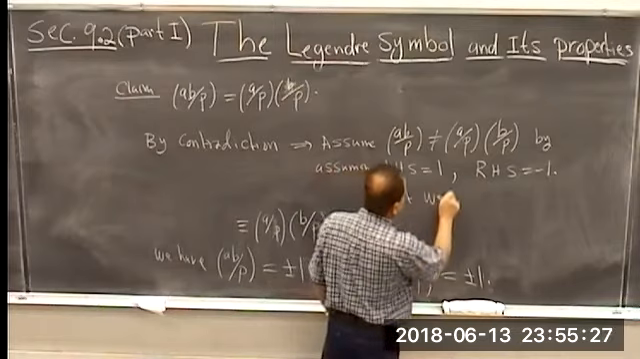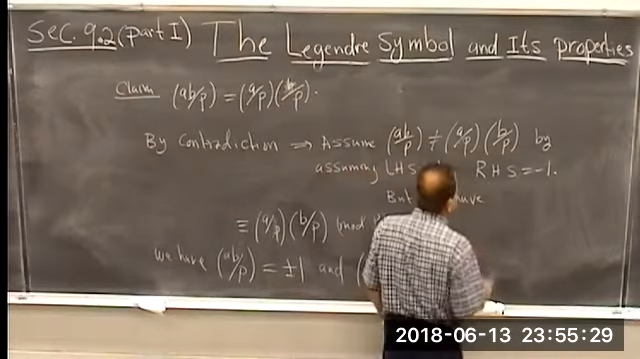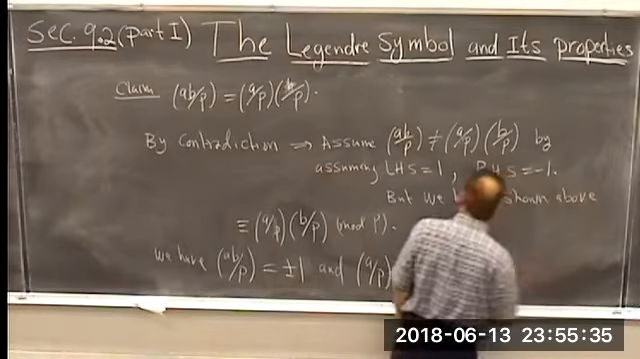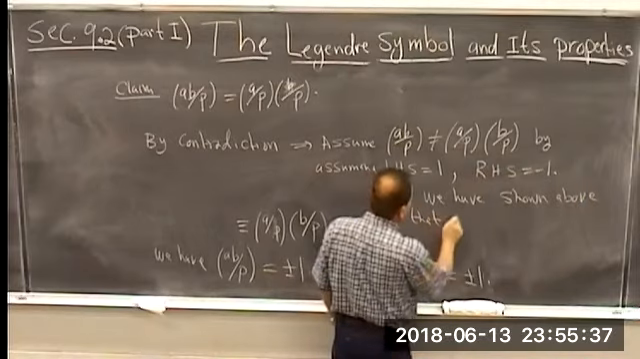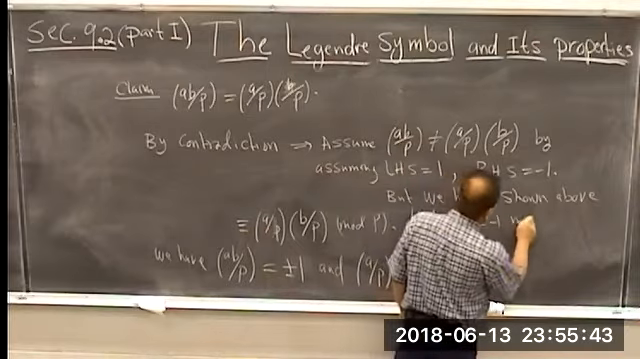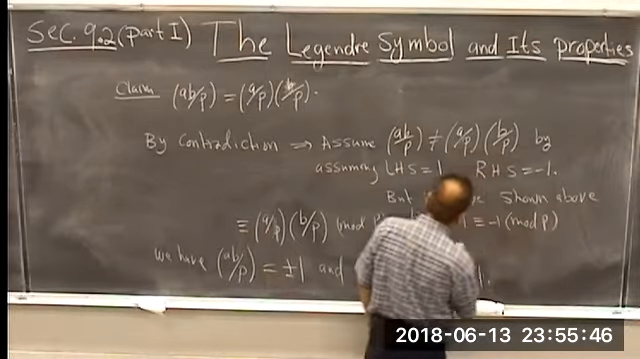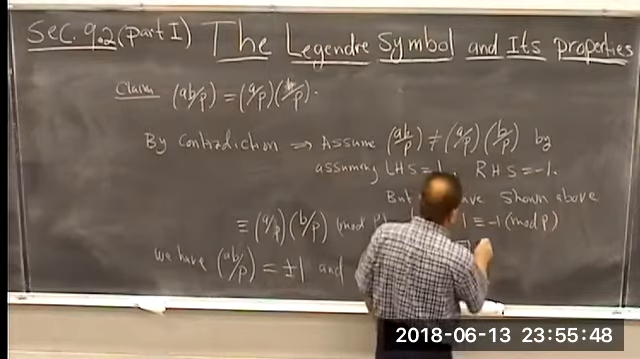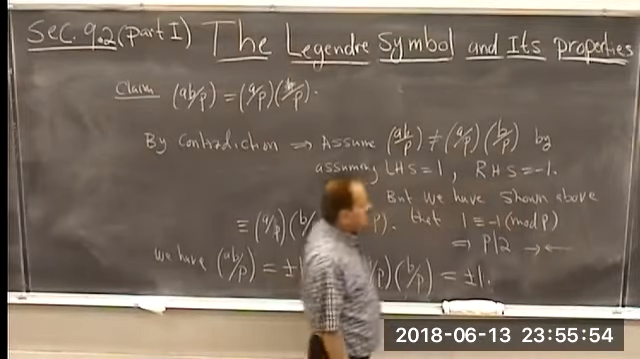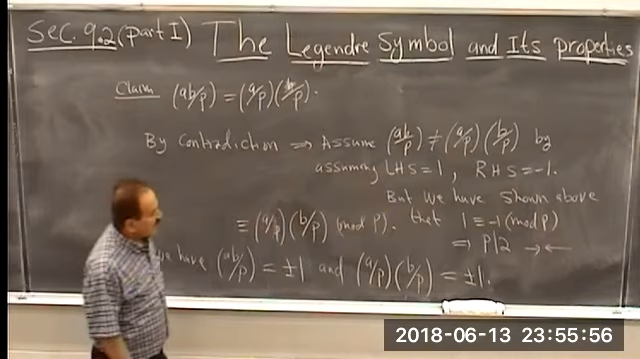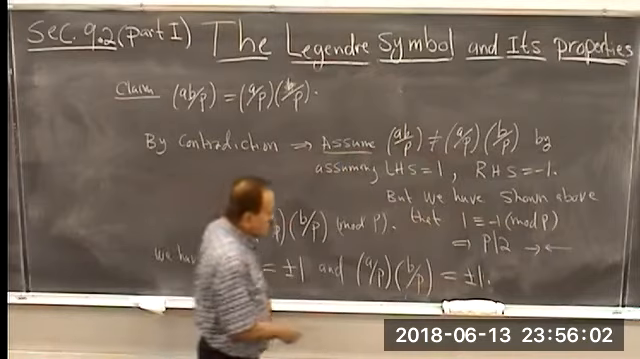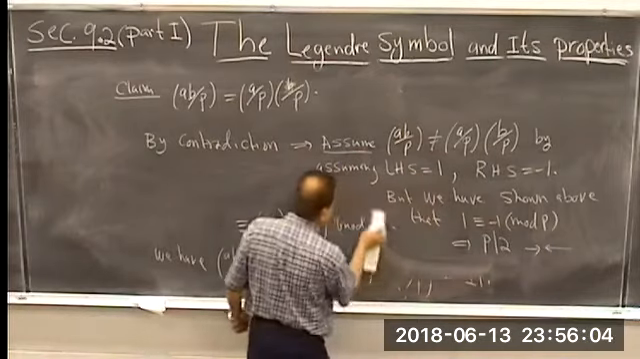Well, we know from what we have shown that 1, which is the left-hand side, is congruent to negative 1 mod P. Well, this implies that P is going to divide 2. But this is a contradiction since P is an odd prime. So in other words, this assumption, that these are not equal, is invalid. So they must be equal to each other.